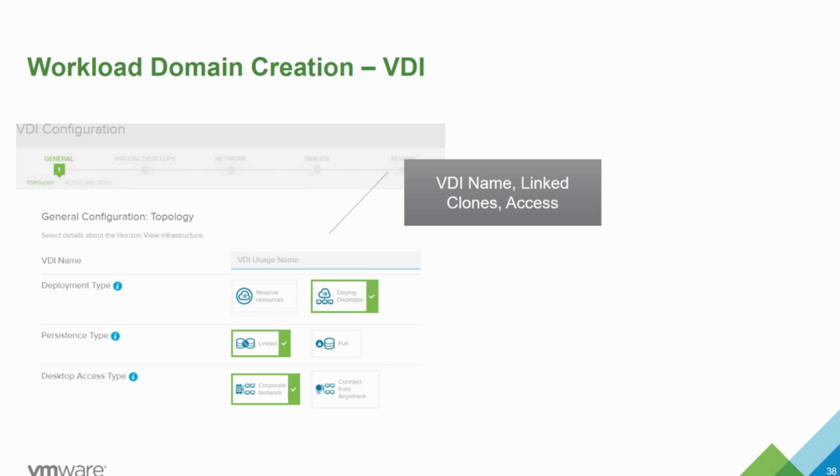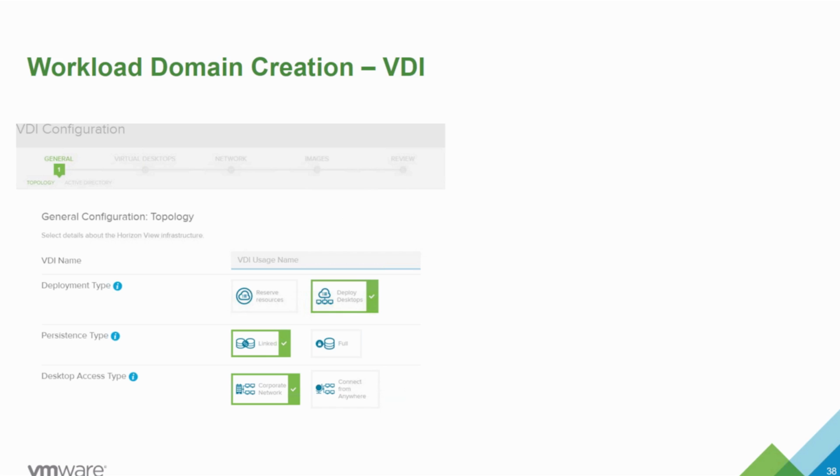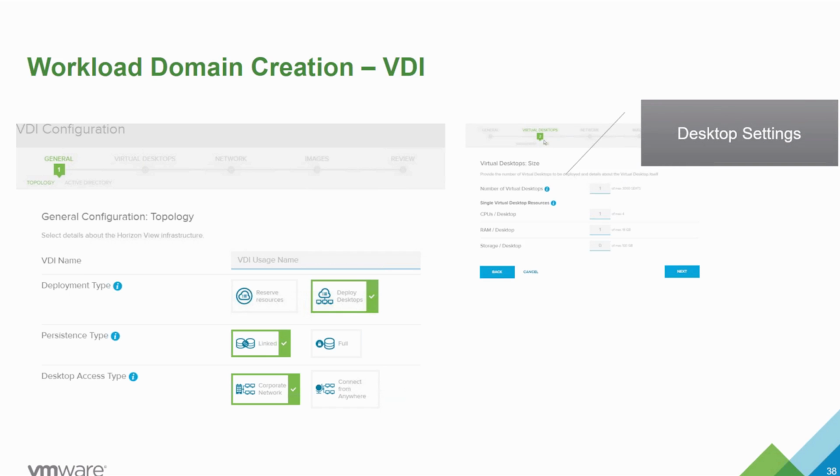If you choose connect from anywhere, you'll get security servers or the unified access gateways as we're renaming them as we go forward. You'll choose your desktop settings. So this is the number of desktops that you want to be included in this workload domain, and then choose the resources assigned per desktop. So this is the number of CPUs, amount of RAM, and amount of virtual disk assigned to each desktop.